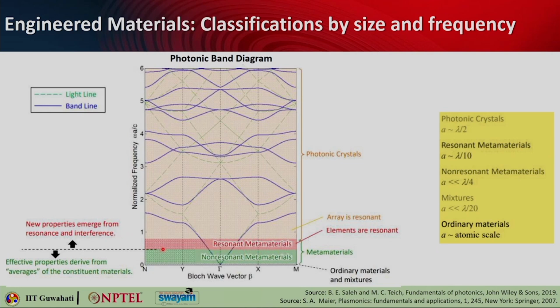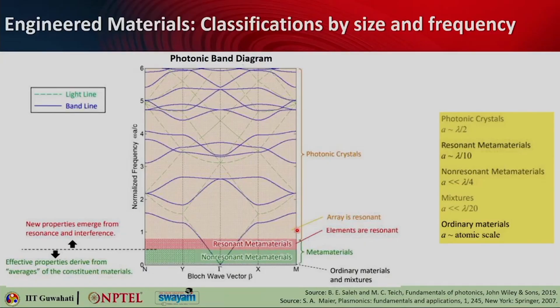So that is where the resonant metamaterials come into the picture. Now if you try to put a length scale, you will see that in non-resonant metamaterials, A is typically much smaller than lambda by 4, and in resonant metamaterials, A is of the order of lambda by 10. And in a photonic crystal, you already know, it is of the order of lambda or lambda by 2.